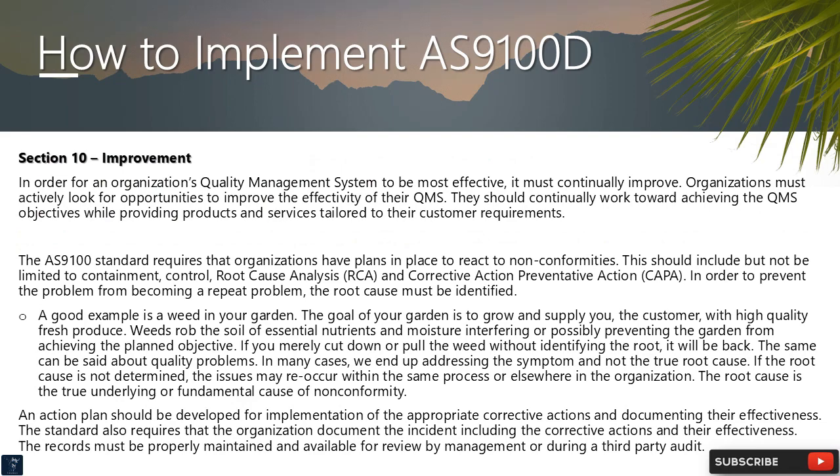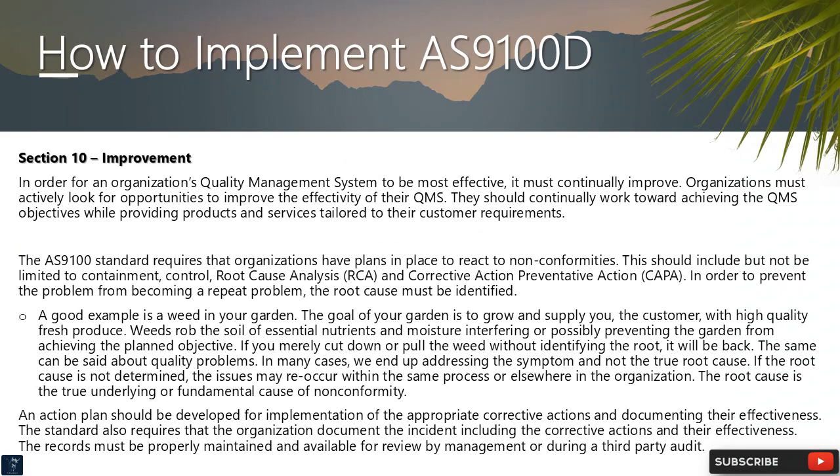The same can be said about quality problems. In many cases, we end up addressing the symptom and not the true root cause. If the root cause is not determined, the issues may reoccur within the same process or elsewhere in the organization. The root cause is the true underlying or fundamental cause of nonconformity.